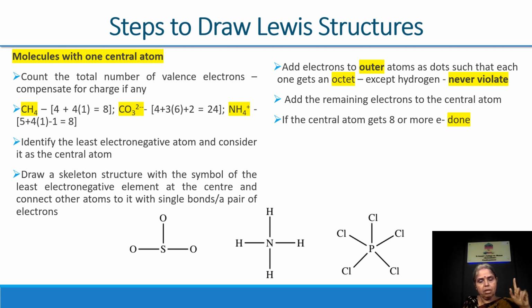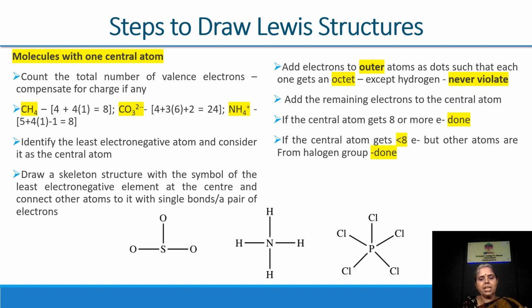What are the steps? Count the total number of electrons. Compensate for the charge. After compensating for the charge, identify the least electronegative element. Take it as the central atom. Then connect each of the outer atoms with one pair of electrons to the central atom. Then after that, start distributing electrons to the outer atoms. Let each one of the outer atoms get 8 electrons each except hydrogen. Give the remaining electrons to the central atom. After giving the remaining electrons to the central atom, if the central atom gets 8 or more electrons, you are done with the structure. You don't have to do anything else.